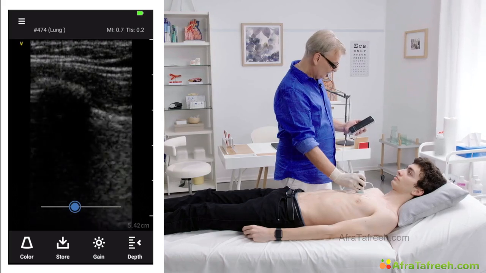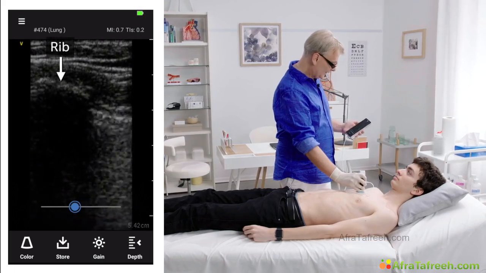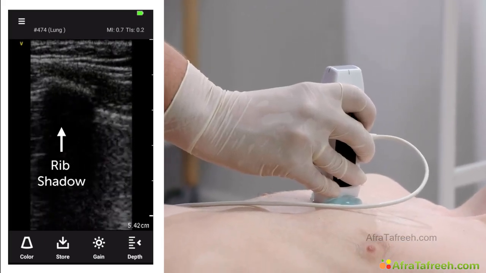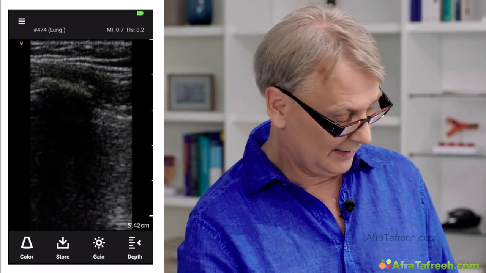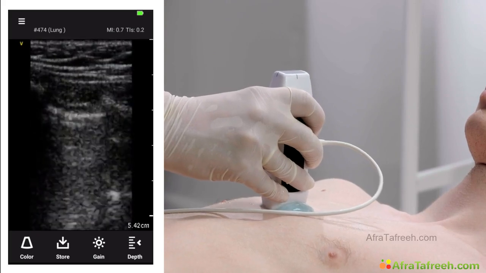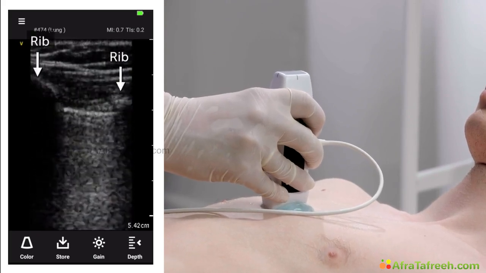So what do we see here? We see the rib, which is the black spot right here. We see an echo-free space behind this rib. So we do not see very much of the lung right here. If I slide the transducer a little bit downwards, I am now right in between two ribs.